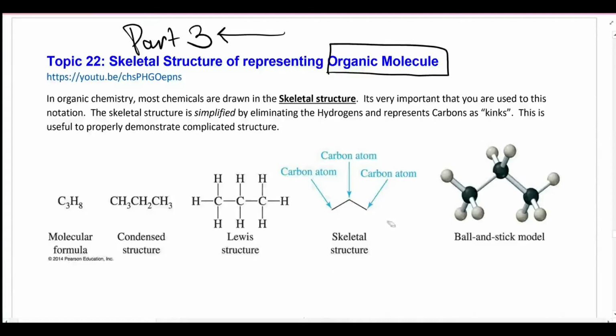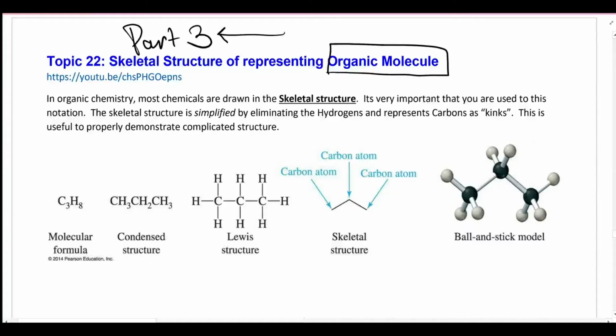Now, the skeletal structure is basically a shorthand for representing the actual three-dimensional model of the molecule itself. For obvious reasons, it's kind of hard to draw these things geometrically, and to draw a tetrahedral, because it goes in and out of the board. And if people are not particularly artistic, it's really hard to draw these things.